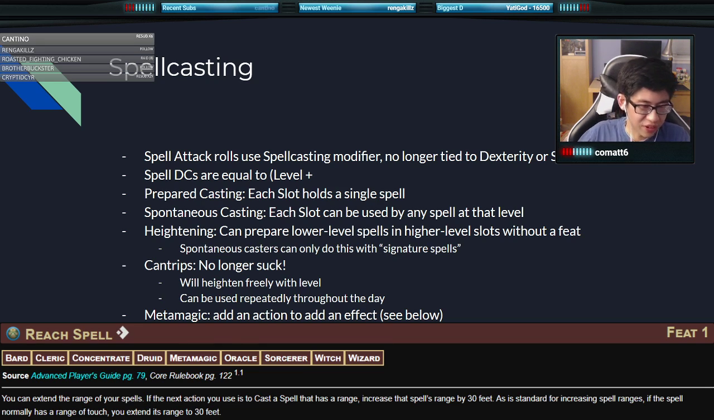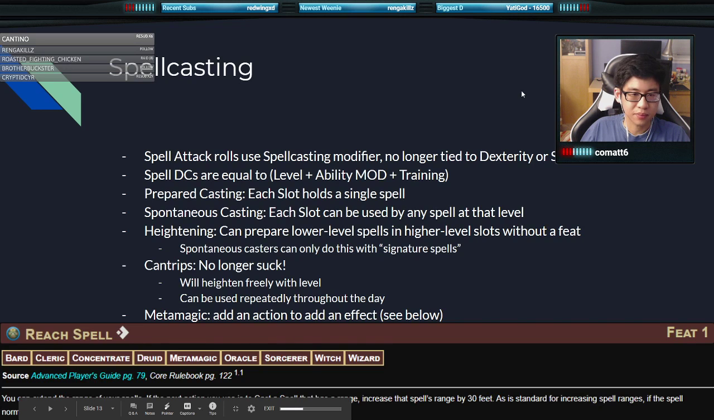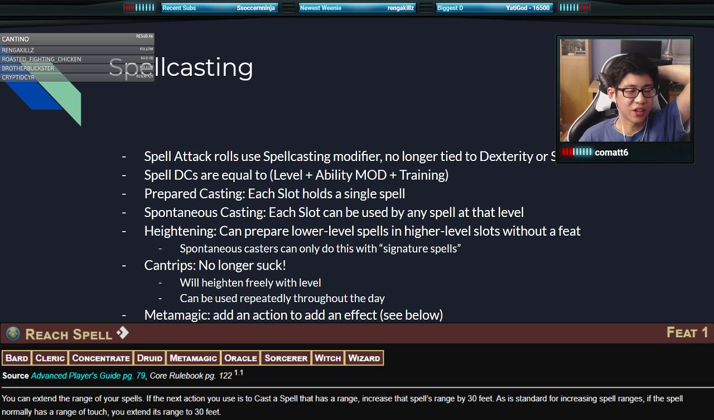Oh, I forgot to include something here. I apologize. So spell DCs are equal to level plus ability mod plus training. So spell DCs and spell attack rolls are basically the same thing. Spell DCs are just 10 plus your spell attack roll modifier. So if you had 18 intelligence as a wizard at first level, your spell attack roll would be plus 7, and your difficulty check would be 17.